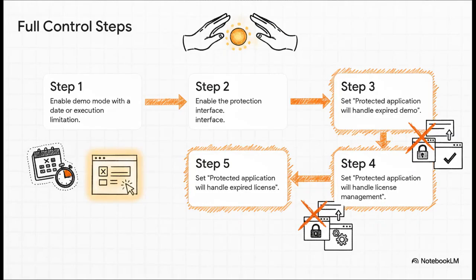To get this working, you have to be very explicit and tell PCGuard, hey, I got this. You'll need to enable a few settings. Things like protected application will handle expired demo and handle license management. By checking these, you're telling the protection code to stop popping up its own dialogues and instead just let your application know when something happens.